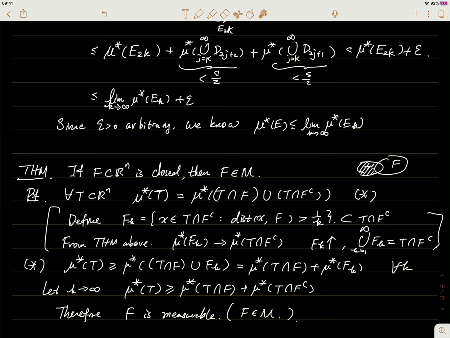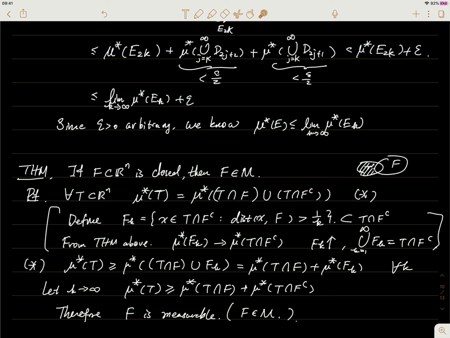It can be separated by F, right? One part is the intersection with F, the other part is the intersection with F complement. So if you can show that this is greater than or equal to the outer measure of this plus the outer measure of this, then we're done. This is what we know. So now let me mark this inequality as a star.